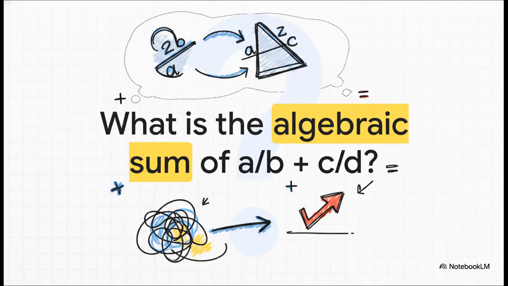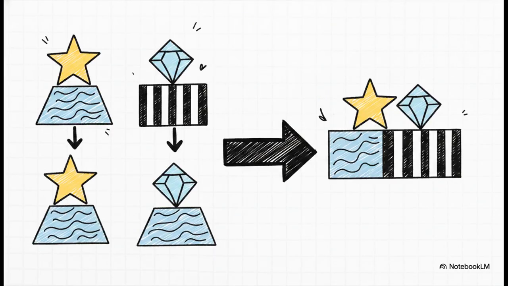Let's try check number 2. When adding the rational expressions a over b plus c over d, what is the correct algebraic sum, assuming neither b nor d is equal to 0? Remember what we just talked about. Don't fall into the trap. The correct answer is the quantity AD plus BC divided by BD.